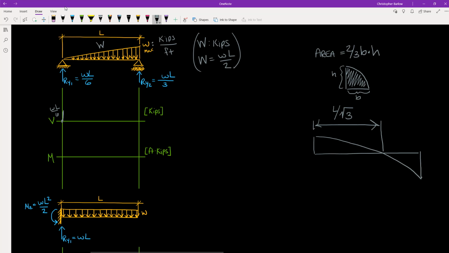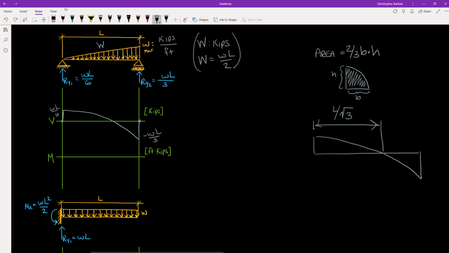And now our applied loads are pointing downward, and they are increasing as we move to the right. So this time, our shear force is going to be pushed downward, but not at a linear rate. Now it's going to be pushed downward at an increasing rate, increasingly negative, until we reach the right side, where we jump up by a magnitude of WL over 3.